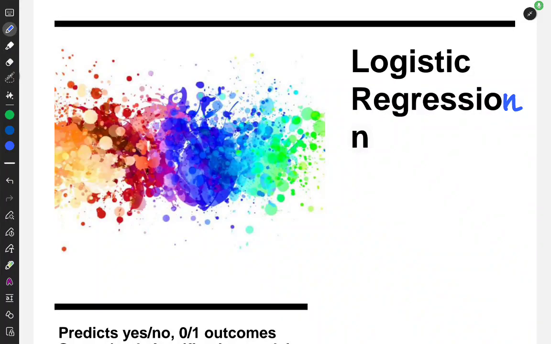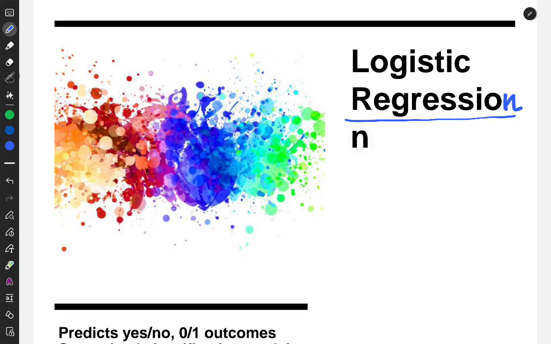Hello everyone. So last time we learned linear regression, predicting numbers like pizza prices, right? Now today we'll be doing something different. Okay? So the topic is logistic regression.